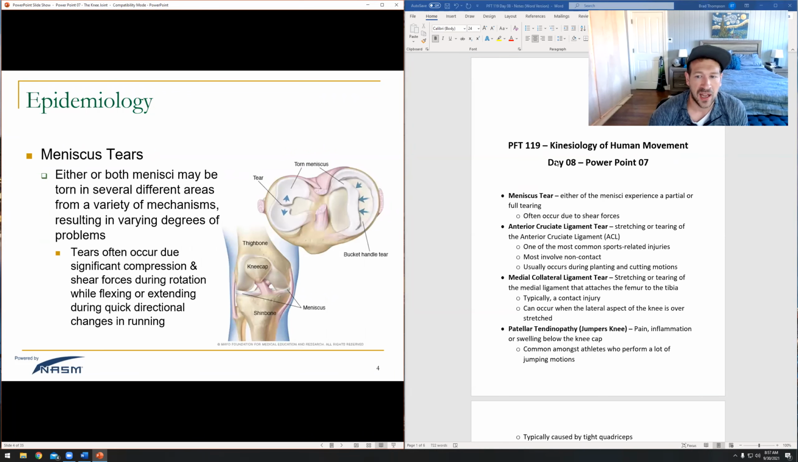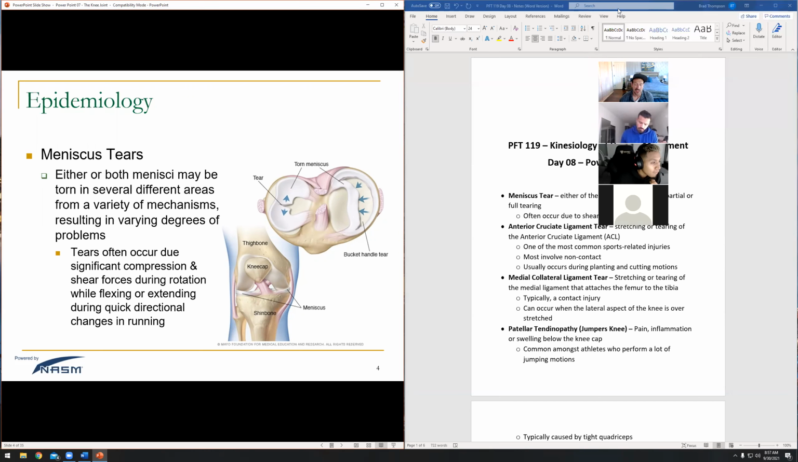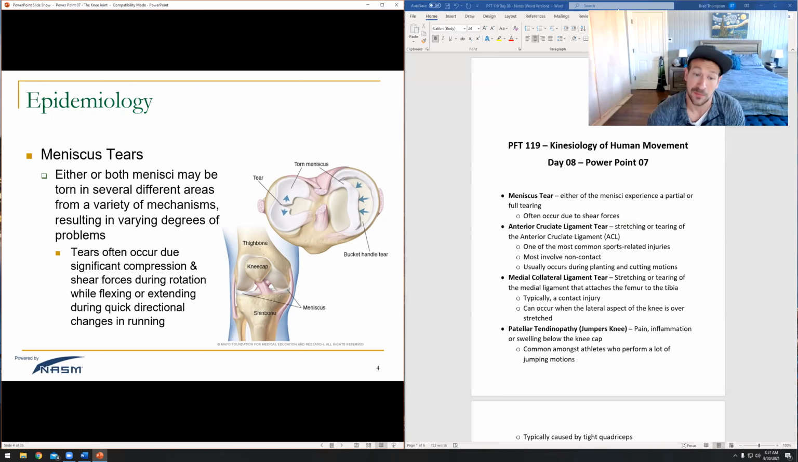So let's talk about some of these most common injuries. In your kneecap, one of the specialized structures that you are going to see are the menisci, which is the plural for meniscus. You've got a left meniscus and a right one, right? Or a medial one and a lateral one.